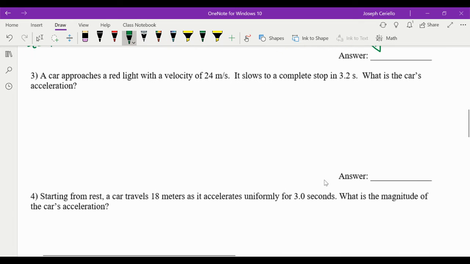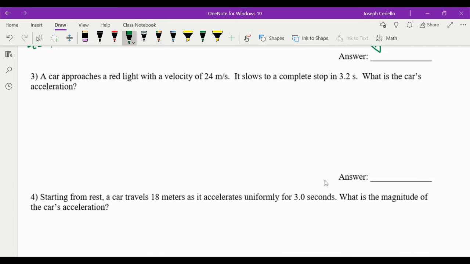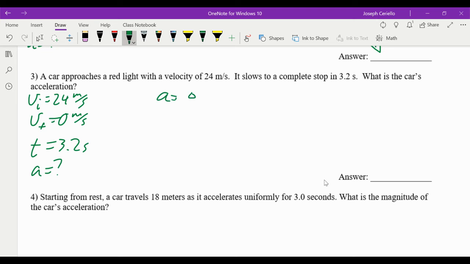Let's see, a car approaches a red light with a velocity of 24 meters per second, slows to a complete stop. So the initial velocity is 24 meters per second. The final velocity is 0 meters per second because it stops. Okay, stops means that the final velocity is 0. Our time is 3.2 seconds. What is the acceleration? So A equals delta V over T. Delta V is final minus initial, so 0 minus 24.